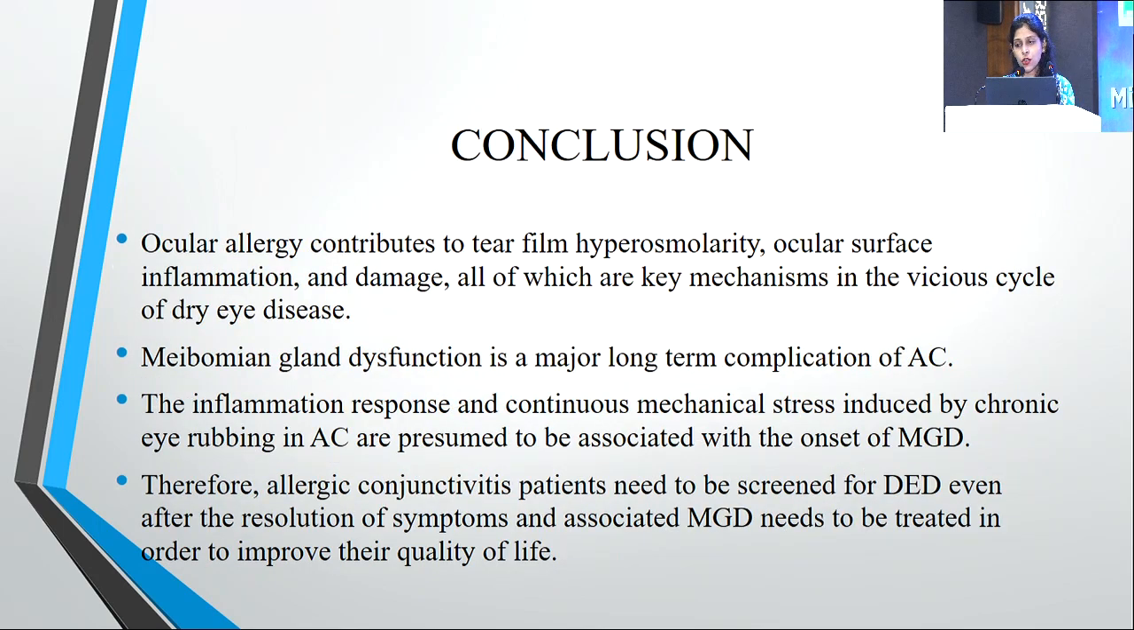Conclusion: ocular allergy contributes to tear film hyperosmolarity, ocular surface inflammation and damage, all of which are key mechanisms in the vicious cycle of dry eye disease. Meibomian gland dysfunction is a major long-term complication of allergic conjunctivitis. The inflammatory response and continuous mechanical stress induced by chronic eye rubbing in allergic conjunctivitis are presumed to be associated with the onset of meibomian gland dysfunction. Therefore, allergic conjunctivitis patients need to be screened for dry eye disease even after the resolution of symptoms, and associated meibomian gland dysfunction needs to be treated in order to improve their quality of life.